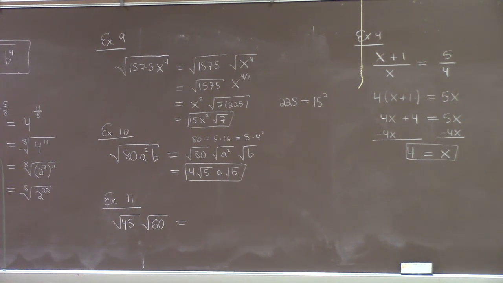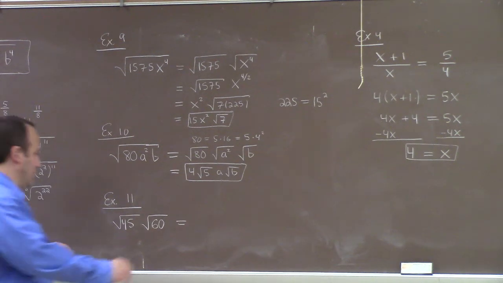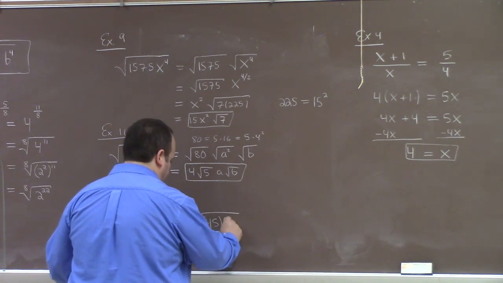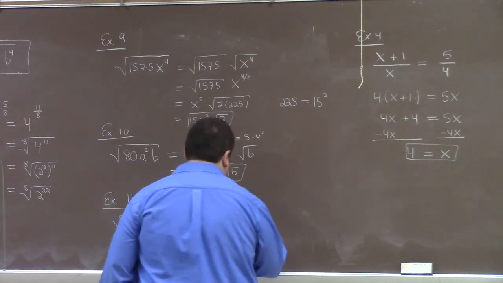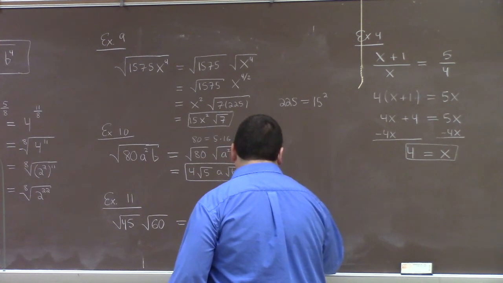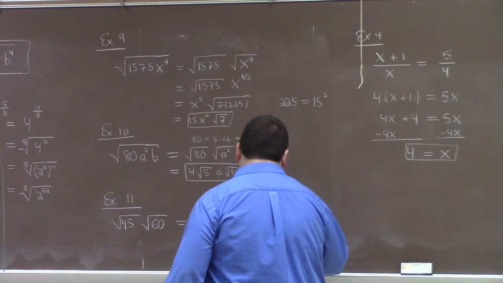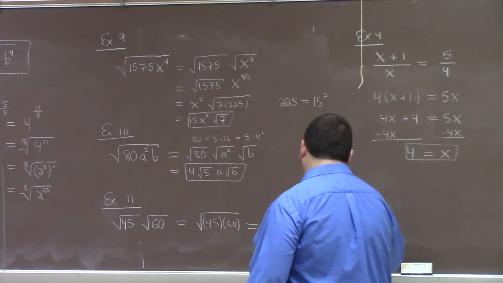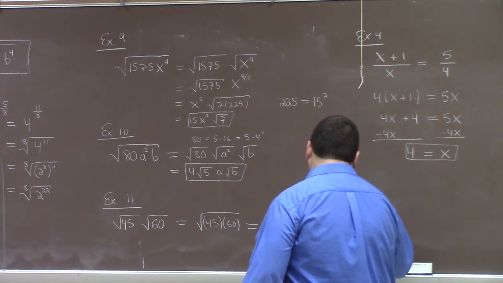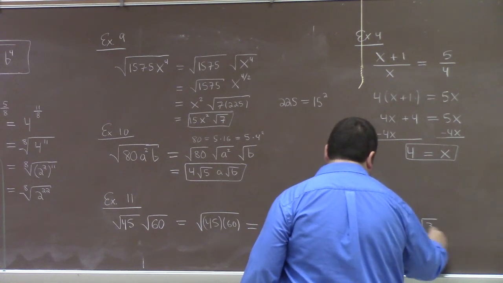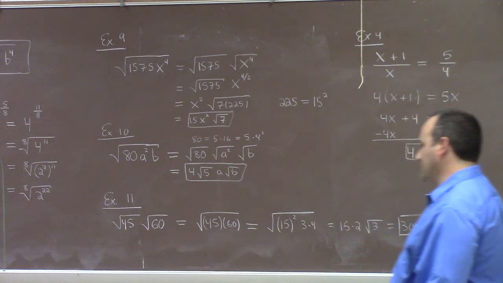So how about this one? Square root of 45 times the square root of 60. Of course, you could use your calculator, right? You could just straight up go, well, that's the square root of 45 times 60. But if you look at that number, that's 15 times 15, so it's 15 squared times 3 times 4. So that's actually 15 times 2 times radical 3, 30 root 3 is that number. Again, whatever.